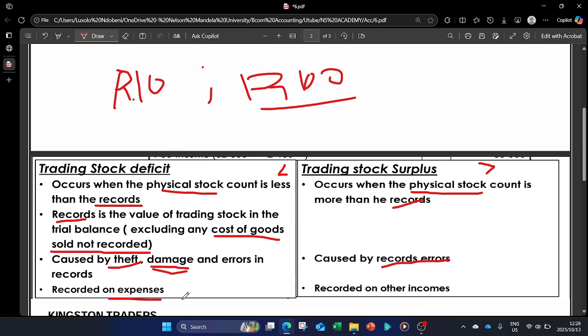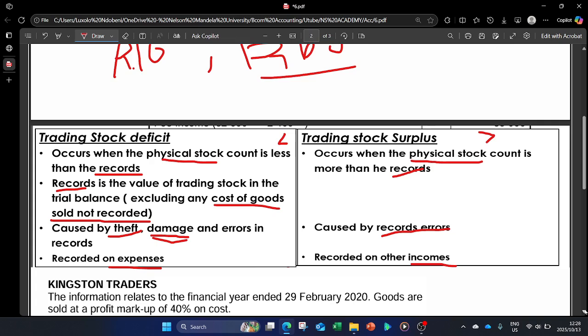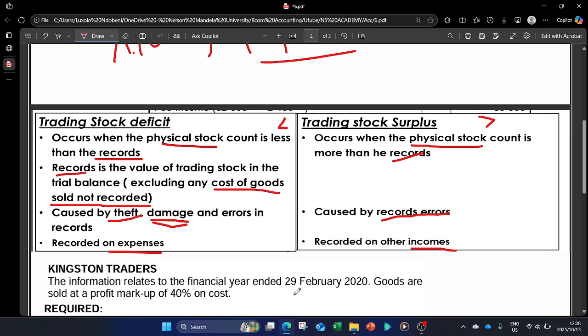Is recorded on the expenses, and the surplus, real surplus, is recorded on other incomes, right? So let's take this quick example from one of the exam question papers in November. So Kingston Traders, the information relates to the financial year ended 29 February 2020. Goods are sold at a markup of 40% on cost.